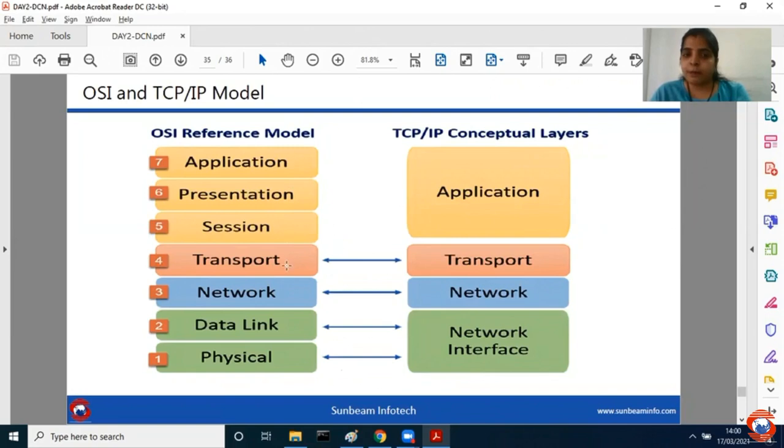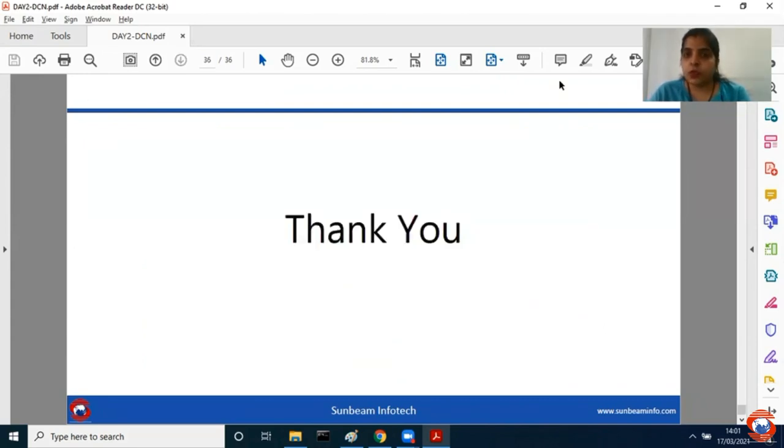All the above 3 layers are combined into one and given the name application layer. The transport layer is given as transport. The network layer is given as network. The data link and physical layers are given as the network interface layer. So OSI is a reference model. TCP/IP is a conceptual model, and you can say it is the practical implementation of OSI. All right, so this is about logical addressing and the OSI model, right? With this, I will stop for the day.